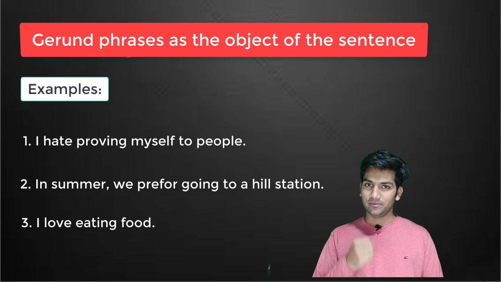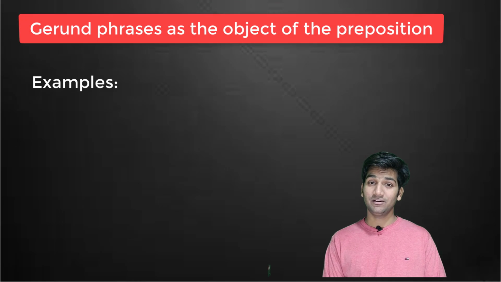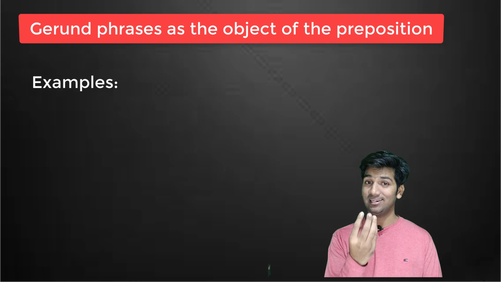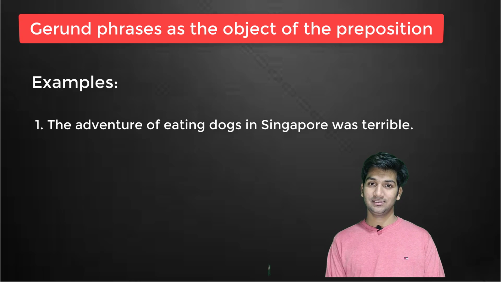Now, let us take some examples of gerund phrases acting as an object of a preposition in a sentence. Example number one. The adventure of eating dogs in Singapore was terrible. Let me repeat the sentence one more time. The adventure of eating dogs in Singapore was terrible.